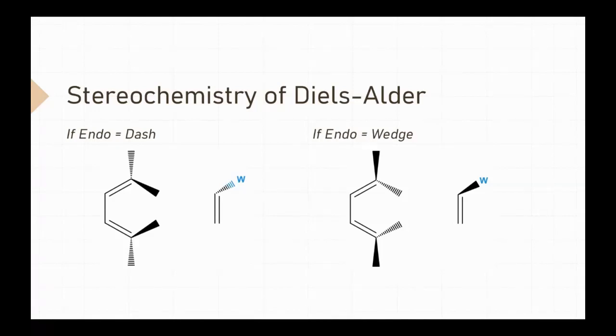D is down and U is up, then down, up. Now, if you were to make it a wedge, you would have to flip it. It's just the same thing as looking at it from the top and looking at it from the bottom, right? So if you want to keep it consistent, just use the one on the left side. Just make sure that your endo is a dash.